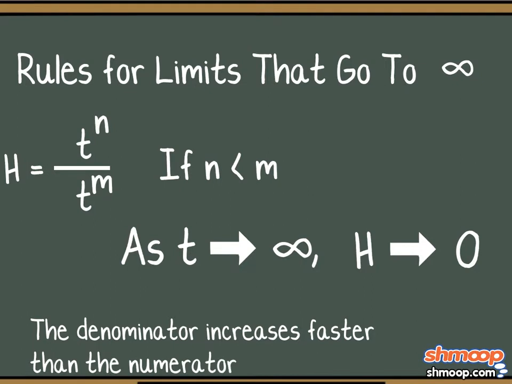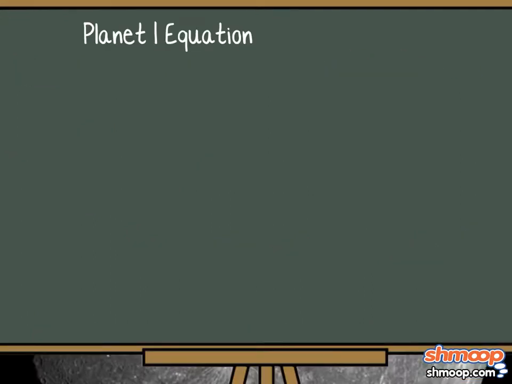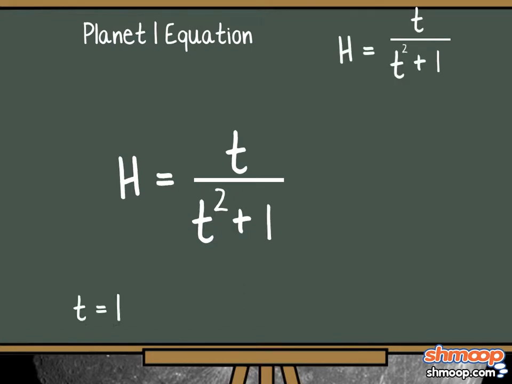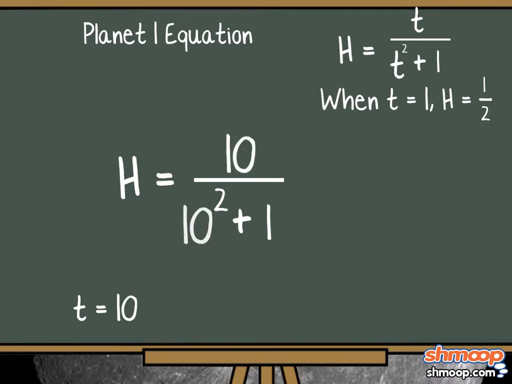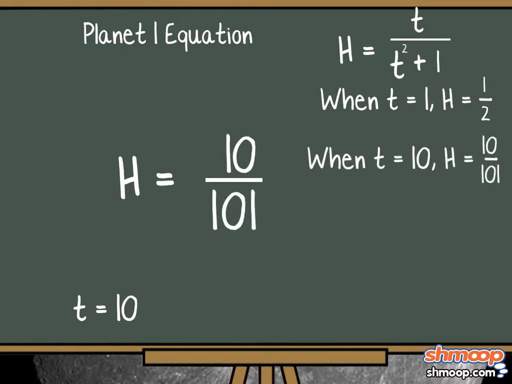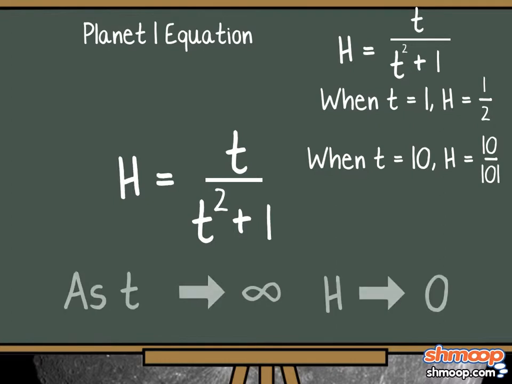Let's test this. The first planet in this orbit has an equation of h equals t over t squared plus 1. If we plug in t equals 1, the numerator is 1 and the denominator is 1 squared plus 1, which is 1 plus 1 or 2. At t equals 10, h equals 10 over 10 squared plus 1, which is 100 plus 1 or 101. If we continue plugging in bigger values for t, the fraction h gets smaller and smaller. So as t approaches infinity, h approaches 0 but never actually equals 0.